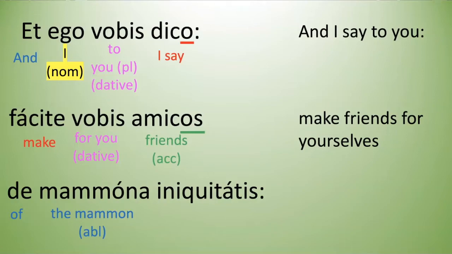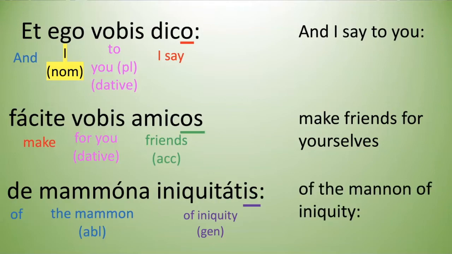And finally, for this slide, we have iniquitatis. So this ending shows us we are in the genitive, and the genitive, remember, needs to insert of when you're translating into English. So of iniquity, and you can see iniquity right in there. And I say to you, make friends for yourselves of the mammon of iniquity.